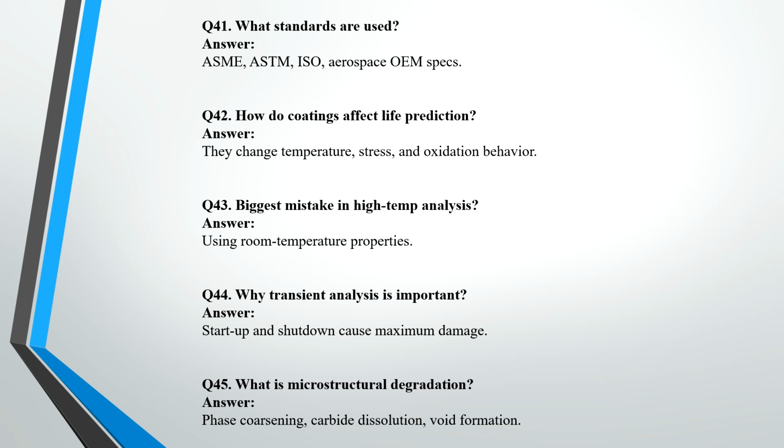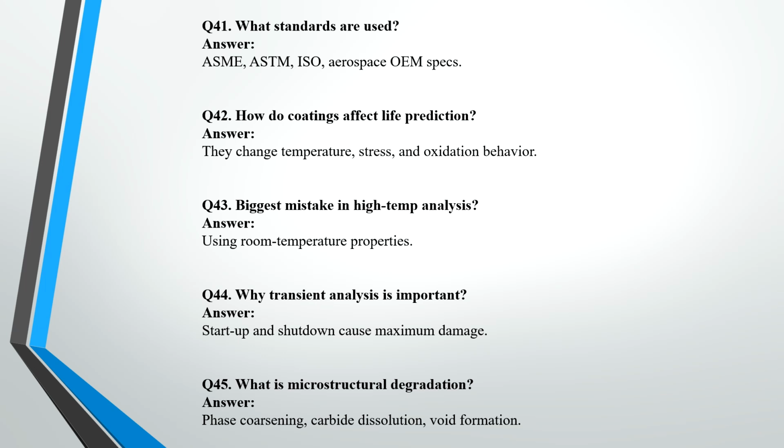How do coatings affect the life predictions? They change the temperature, stress and oxidation behavior. The big mistake in high temperature analysis is using room temperature properties. We have to always use high temperature properties. Why is transient analysis important? Because during startup and shutdown, this causes maximum damage. So that's why we have to use a transient analysis.